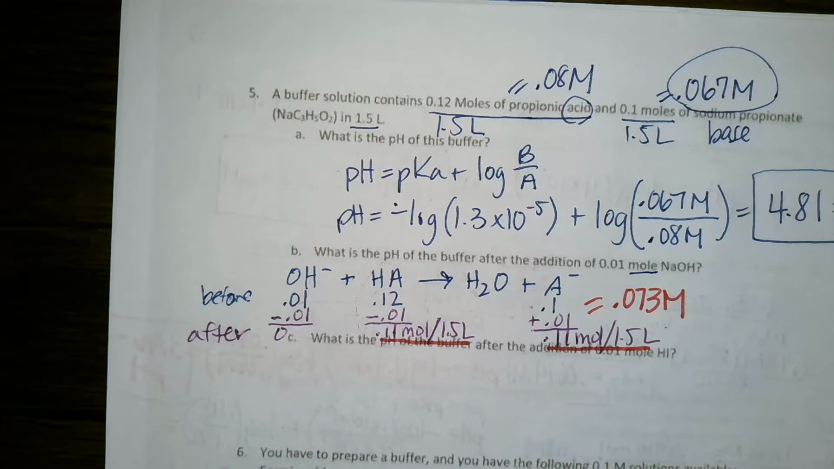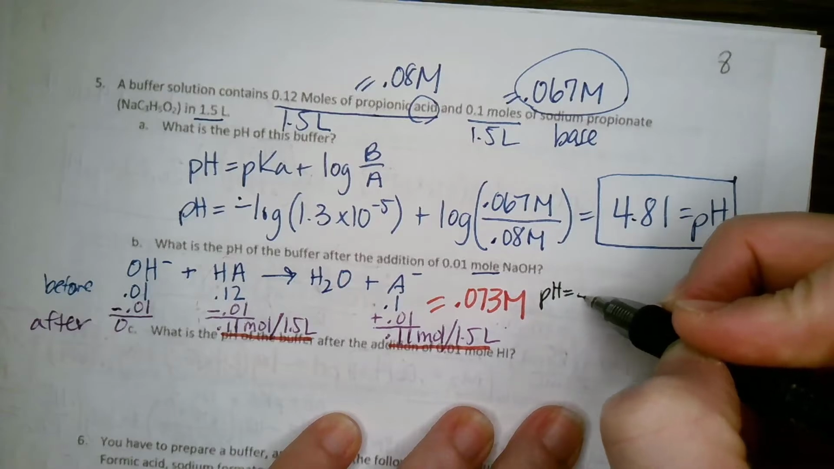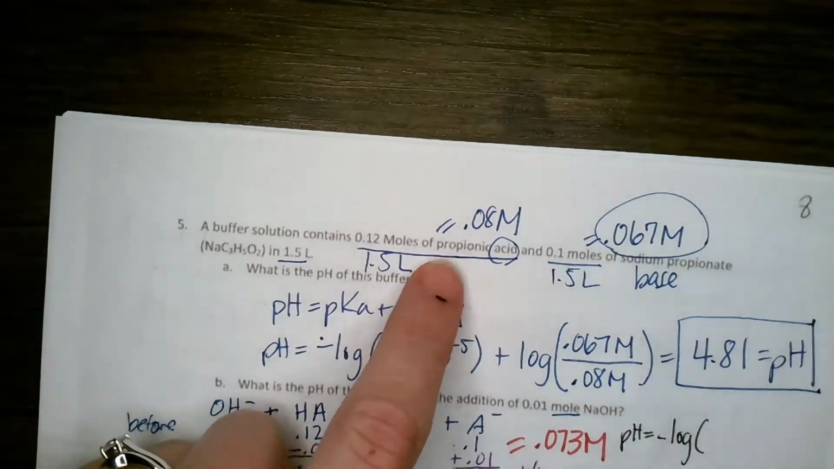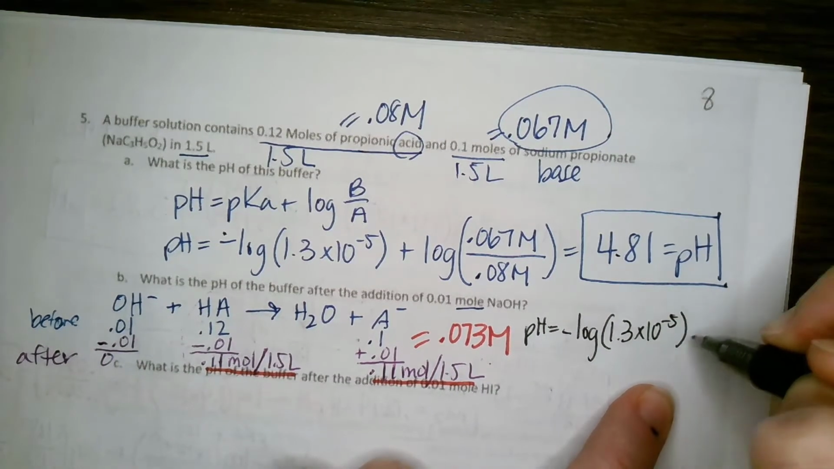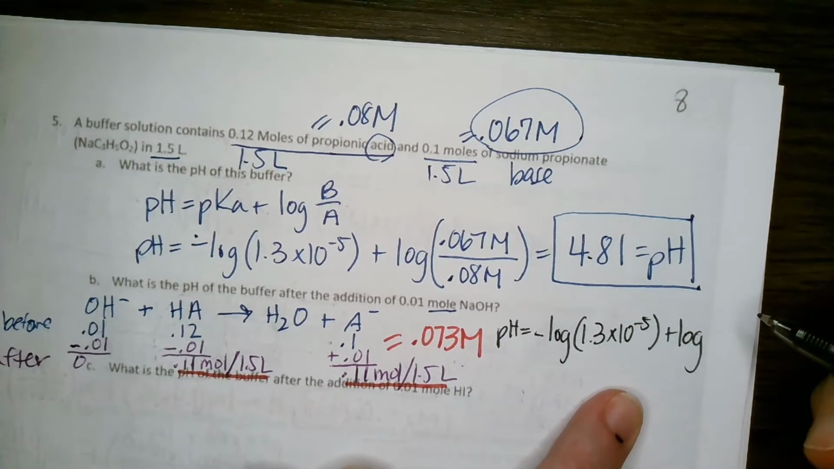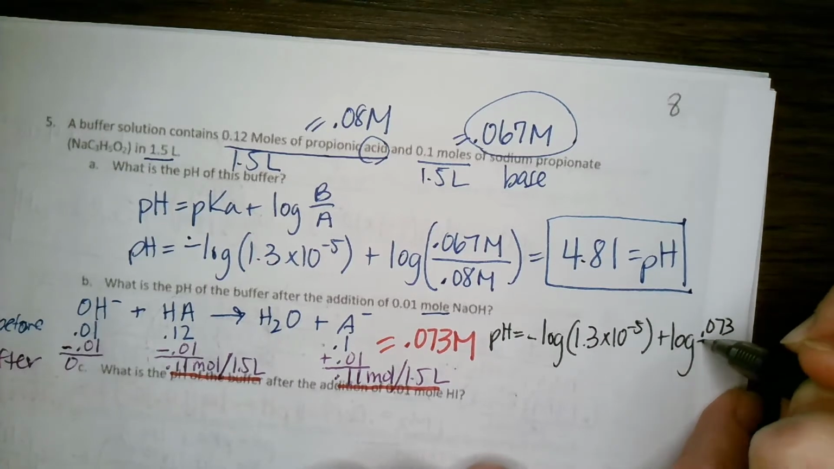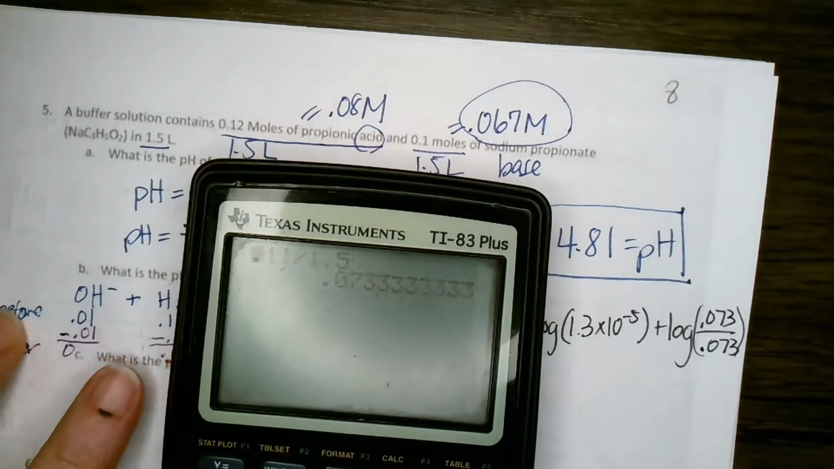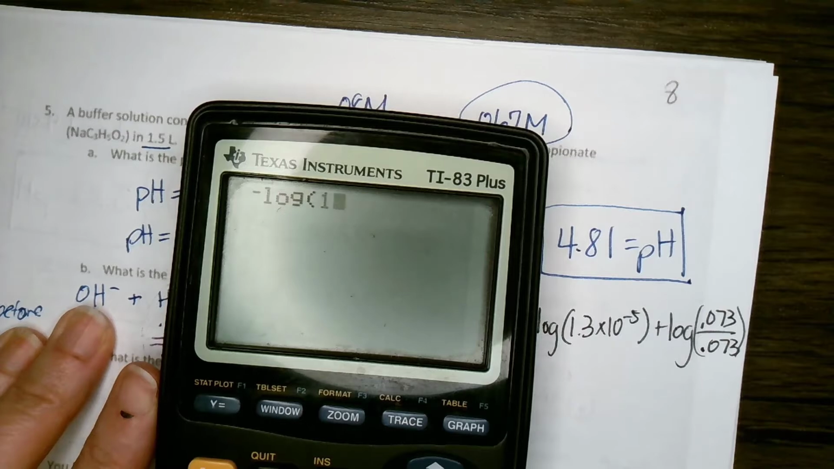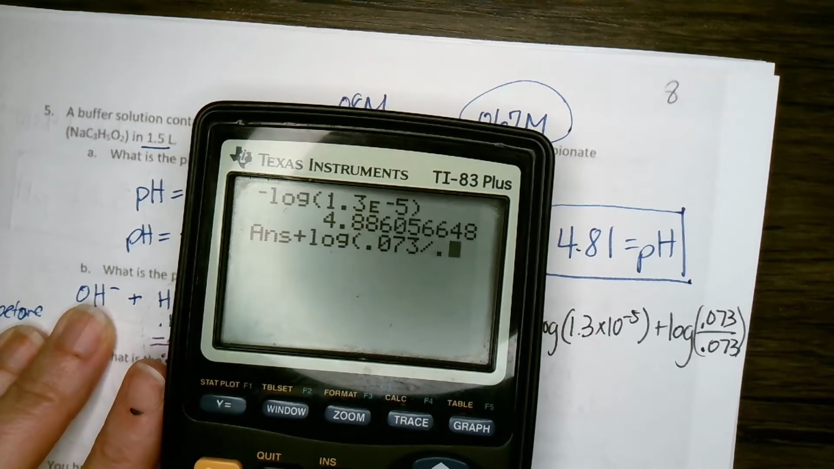All right, so now let's write out our Henderson-Hasselbalch equation. We've got pH is equal to the negative log, same propionic acid, the 1.3 times 10 to the negative 5, plus the log of our base over our acid, and these are both the same numbers, 0.073 over 0.073. All right, let's see what we get. Negative log of 1.3 times 10 to the negative 5 plus the log 0.073 divided by 0.073.